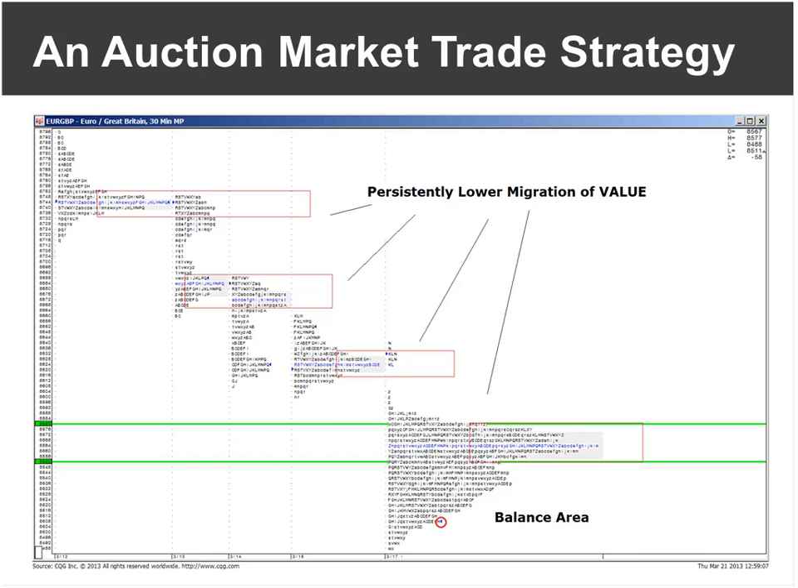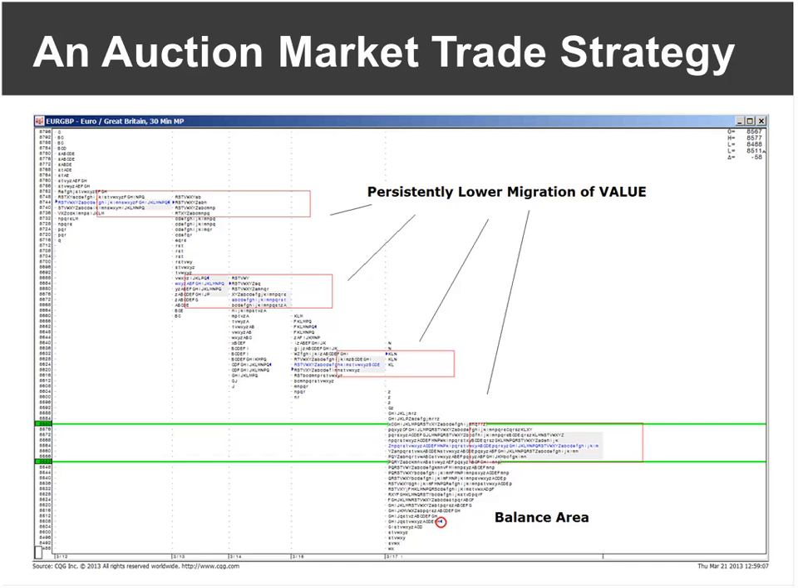Now, this is the Euro Cable Forex Cross as a contract, but it could be anything. It could be corn. It could be the Swiss franc. But what we have here is a migration of value lower. I can see that because the high volume nodes in these structures are clearly migrating lower. Now, these are individual auction sessions. This is a multi-session balance area here.